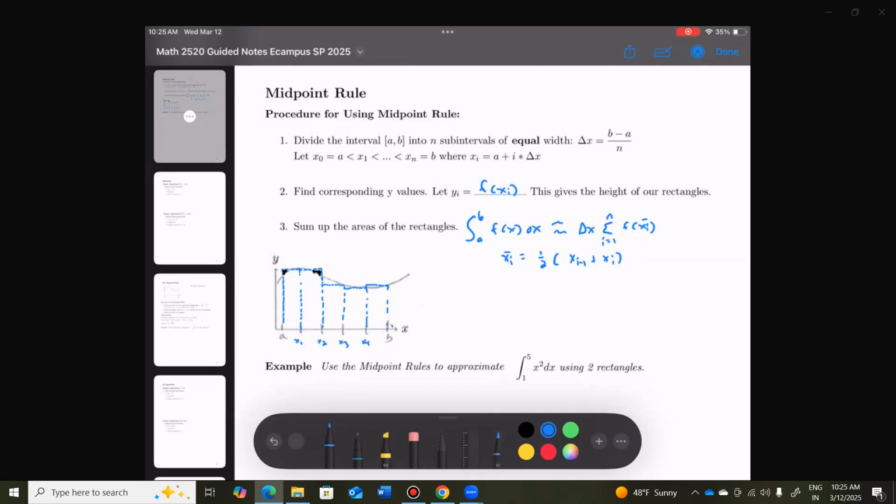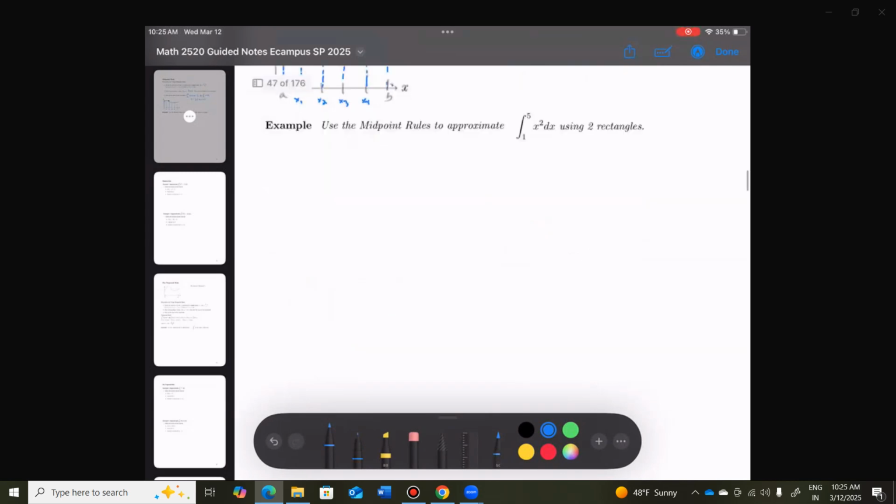All right, so let's use the midpoint rule to approximate the integral of x squared from 1 to 5 using 2 rectangles. So first we have to find our delta x. This will be 5 minus 1 over 2, which is going to equal 2. And so x sub 1 bar is going to be 1/2 times x sub 0 plus x sub 1. And then x sub 2 bar is going to be 1/2 times x sub 1 plus x sub 2.